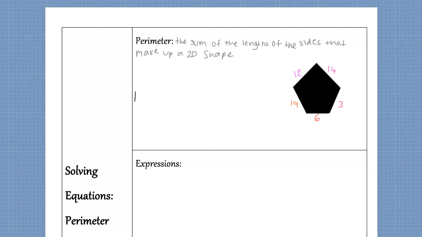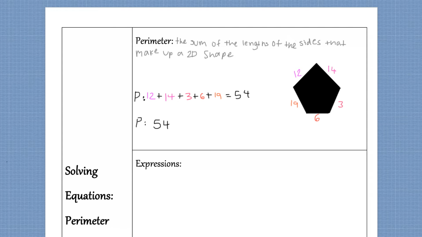And so perimeter would be equal to the sum of all of the sides. So 12, 14, 3, 6, and 19. And so 12 plus 14 plus 3 plus 6 plus 19 is equal to 54. And so the perimeter of this pentagon right here is 54.